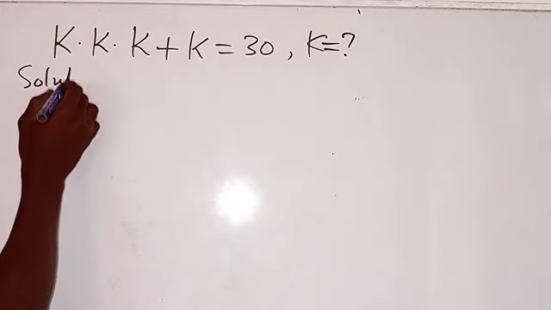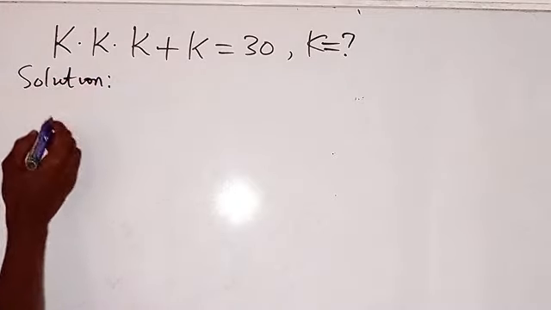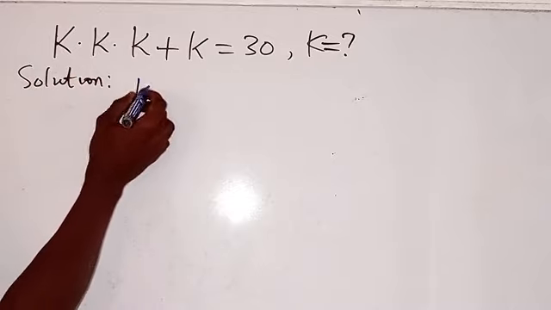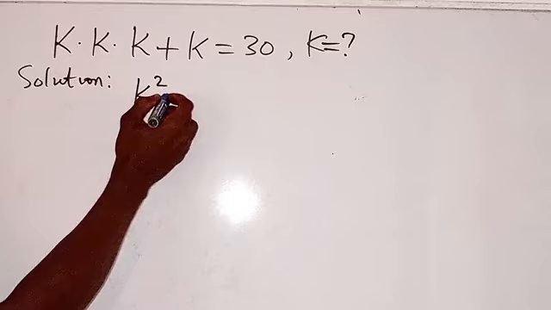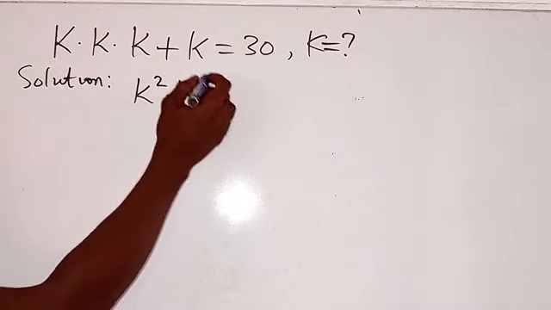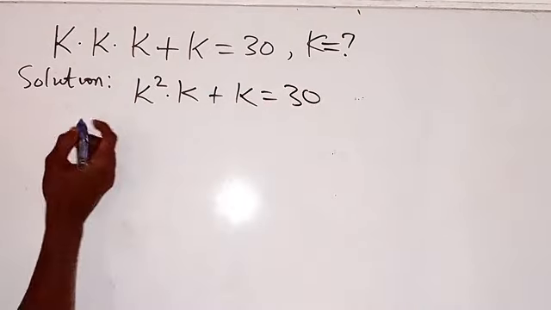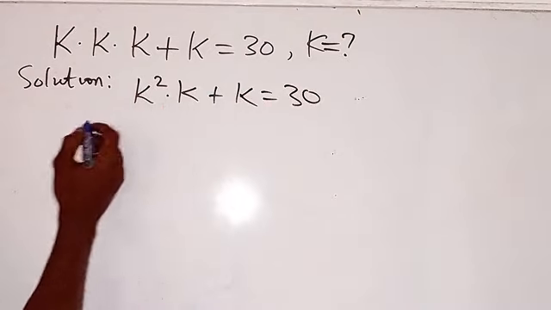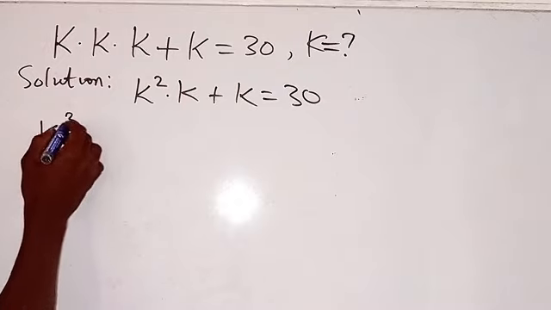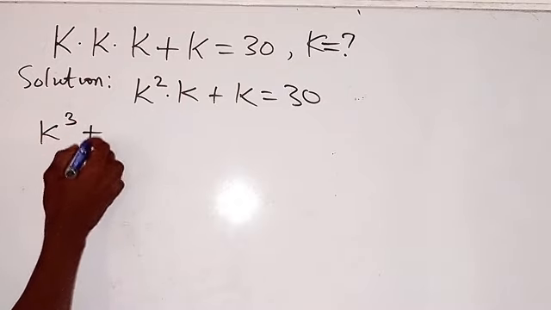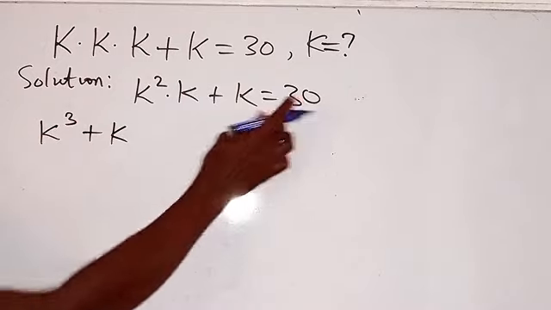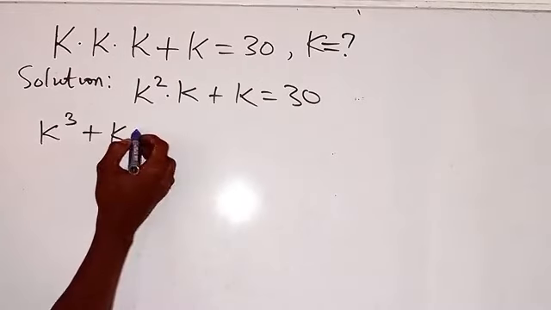So now we are going to have K times K giving us K squared, then times K plus K equals 30. Now here, K squared times K, we're going to have K to the power of 3, okay, plus K. Now this 30 here, let us take it to the left hand side.